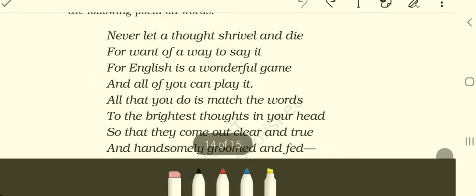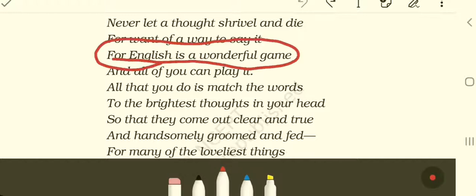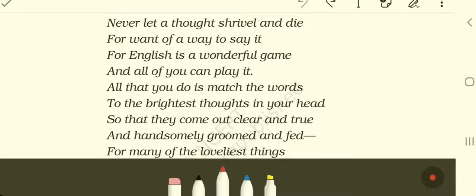So, what does he say in the following line? For English is a wonderful game, and all of you can play it. So he is stressing upon the usage of the English language. He says English is a wonderful game, of course, a language, and all of you can play it. If you know how to use some important words, you will have a great time making conversation using the English language.